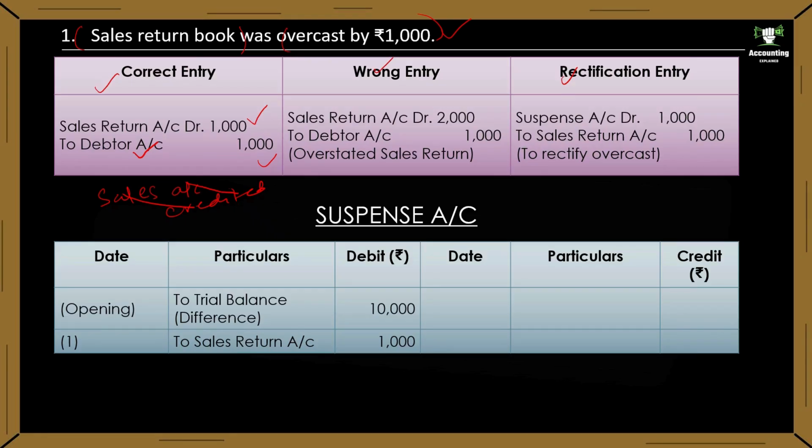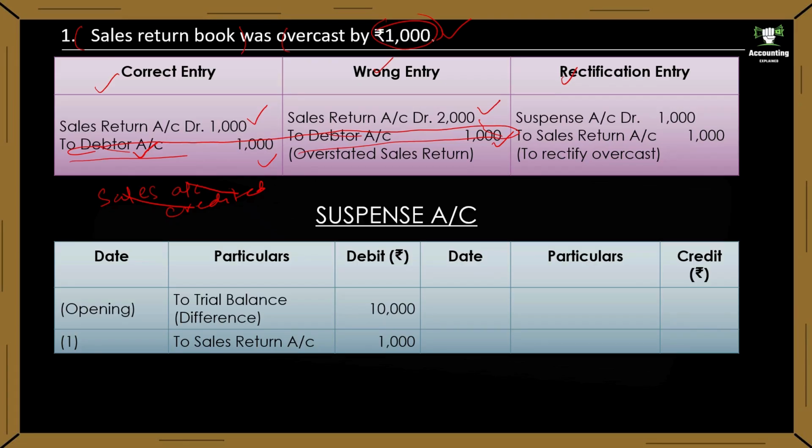But what have they written? They have written 1000 rupees more. That is overcast by 1000. So sales return account debit 2000 to debtor account 1000. That they have taken correctly, debtor account. So if you see, debtor account is correct, so no rectification entry is needed for that. Do not touch debtor account because you have credited debtor account correctly by 1000. Only sales return account has to be touched.